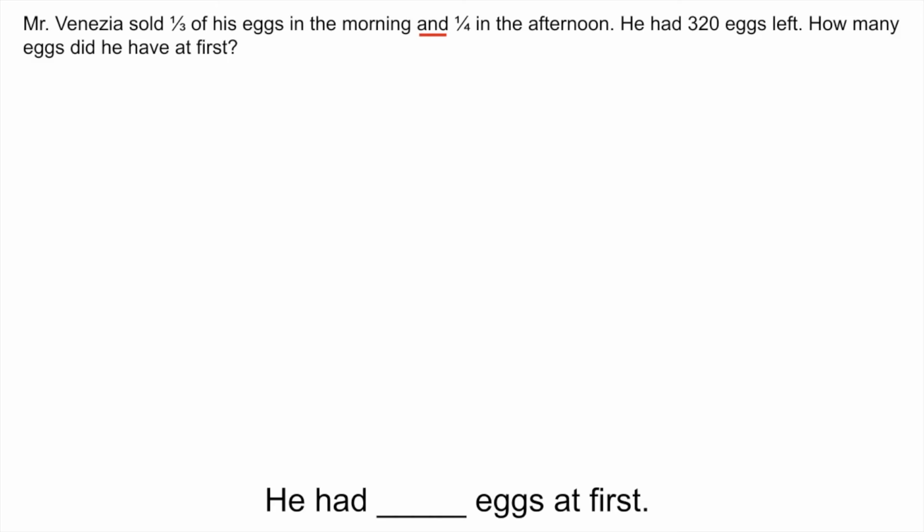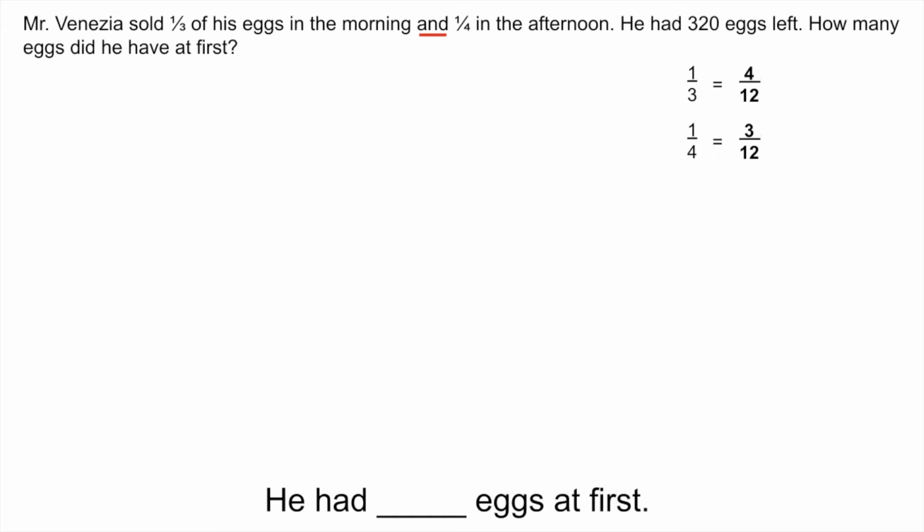In order to show both of these fractions on one bar, we need to create an equivalent fraction. So 3 and 4, which are in the denominators, can both become 12. So I'm going to create an equivalent fraction here to the side. 1/3 is the same as 4/12. That's what he sold in the morning. 1/4 is the same as 3/12. That's what he sold in the afternoon.